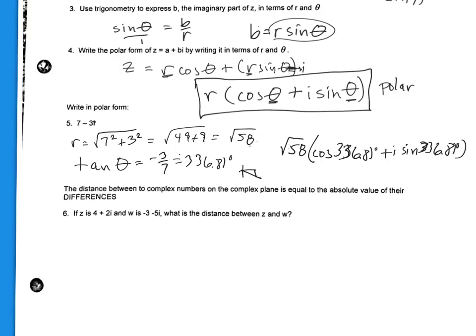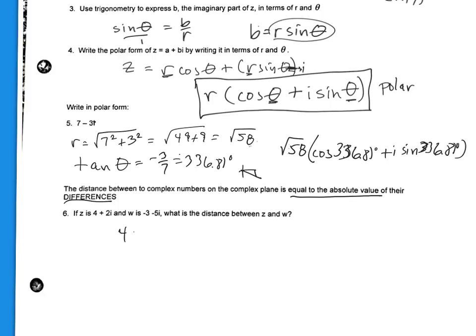Now, number 6, I just stuck in here because I forgot to show it to you on Friday. My fault, so I apologize for that. But this is how you find the difference between two complex numbers. You find the absolute value of their differences. So you want to subtract first and then find the absolute value, or find the magnitude, or find r like we just did. It's all the same thing.